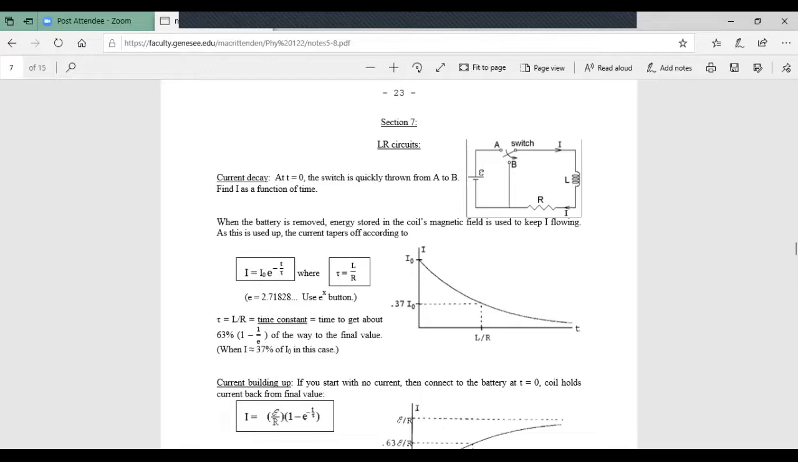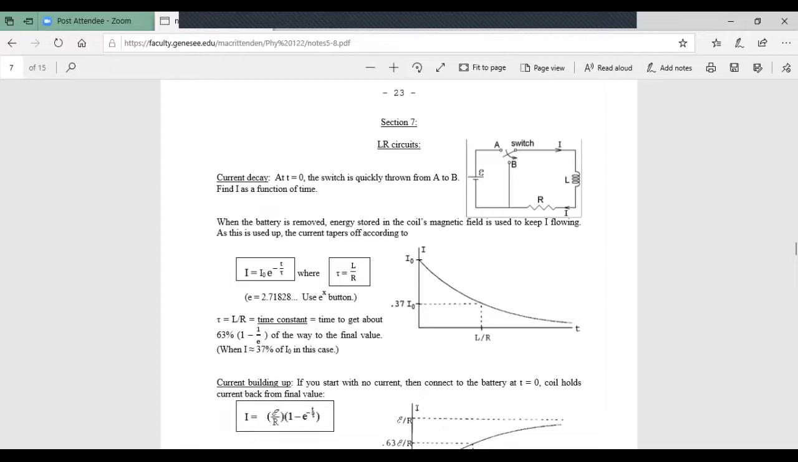So let's see, what did I write here anyhow? At t equals 0, the moment you've chosen to start the clock, the switch is quickly thrown from A to B. What is the current as a function of time? And I kind of said all of this stuff that it says here already. If you work through all the mathematical details, which I won't burden you with, the end result is this exponential function in the box over here, okay?